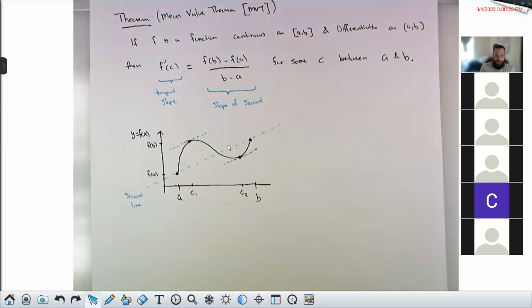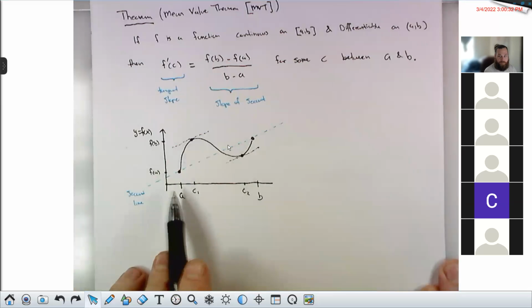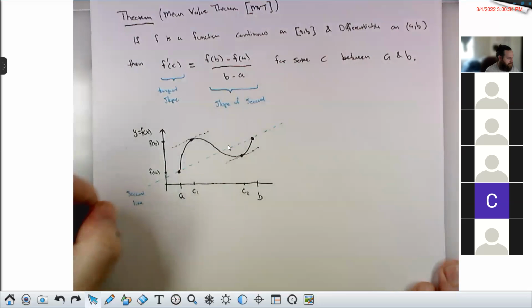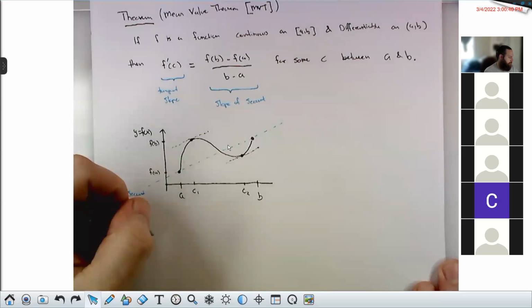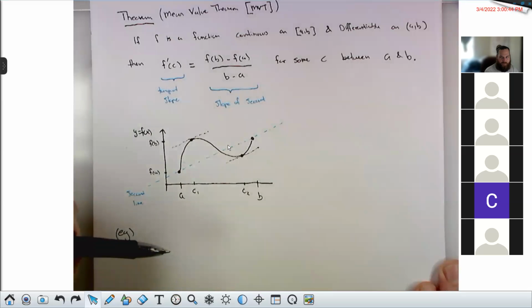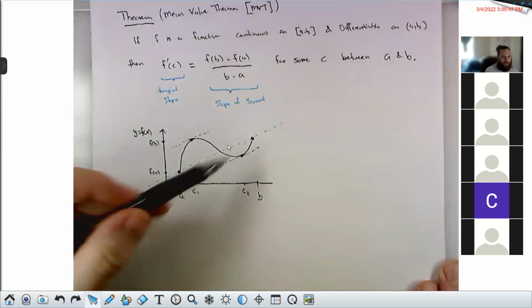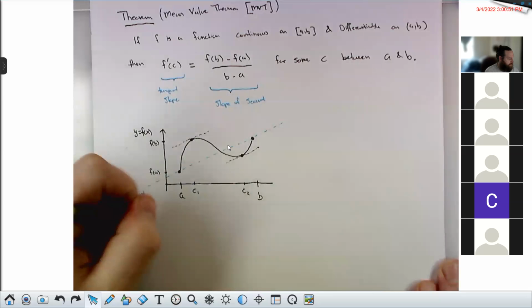You might ask, what sort of stuff can we do with this? Well, I have a fun word problem for you. If you think about your graph f as being the position of an object moving in a straight line, then the tangent lines are instantaneous velocities. Those slopes are instantaneous velocities. And the secant line is the average velocity. So let's say it like this.